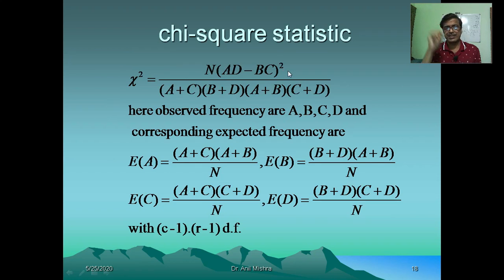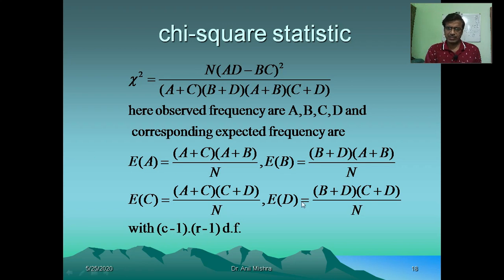The direct method means N into (AD minus BC) whole squared, divided by the product of the row totals and column totals. So all the row total values and the column total values are multiplied with each other, and considering that, we calculate the chi-square value. So the chi-square value can also be calculated with the help of this direct method, right?